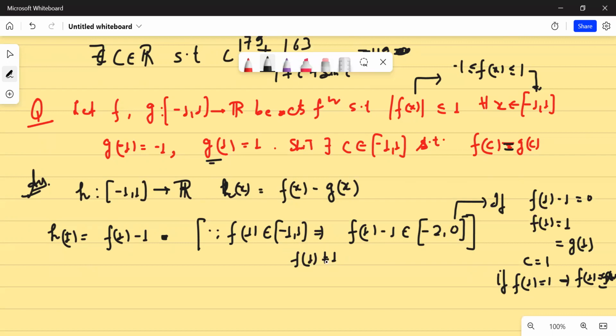So I'll take the case where f of 1 is not equal to 1. So if f of 1 is not equal to 1, then it implies that f of 1 will lie between minus 1 and 1, not including 1, and your f of 1 minus 1 would lie between minus 2 and 0. Is that clear up to here?